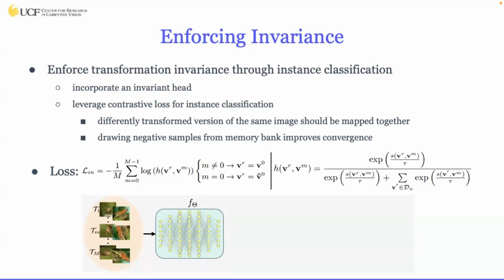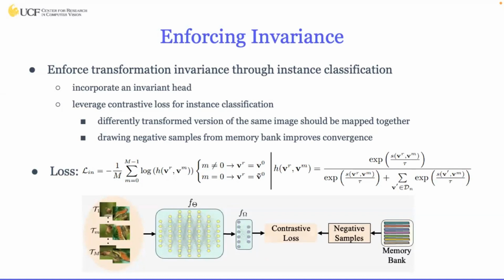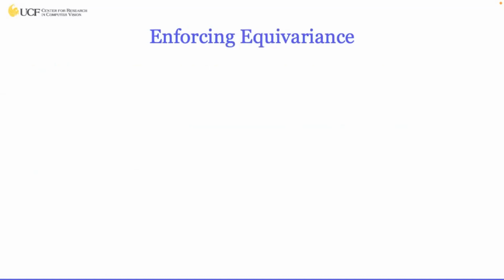Let's say we have a set of images, we create M transform copies, and pass them through a feature extractor F theta. Then we pass those features to the invariant head F omega, and we compute the contrastive loss on those representations, and we also draw negative samples from a memory bank.